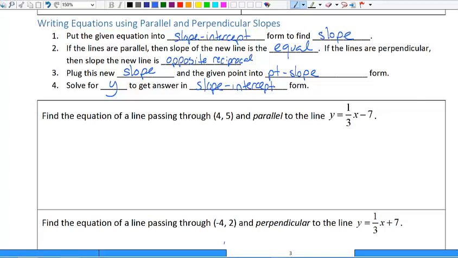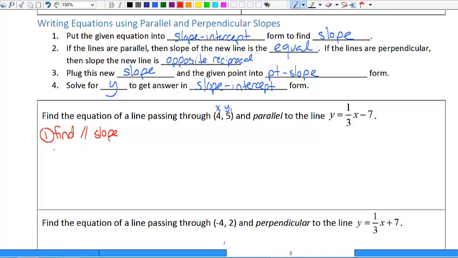Okay, so I want you to find the equation of a line passing through this point. Here is our x1, y1, but we're not really going to use that until later on. And it's parallel to this line, y equals 1/3 x minus 7. So the first thing to do is find a parallel slope.